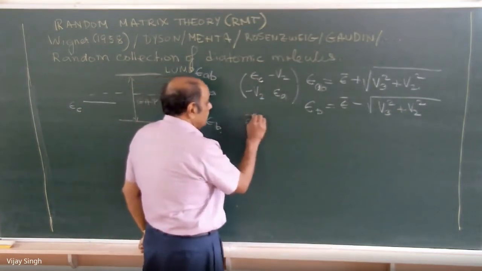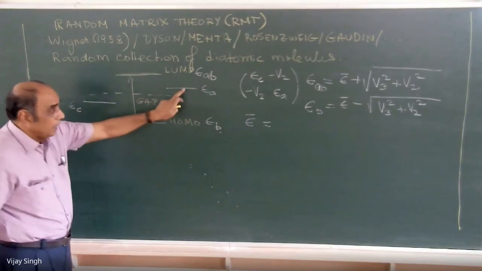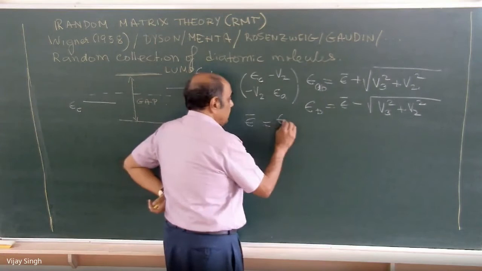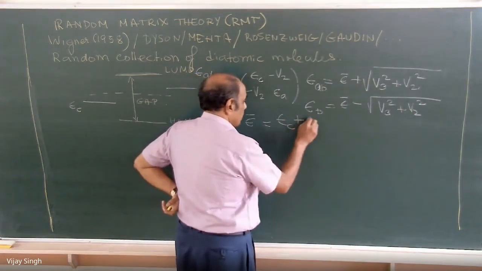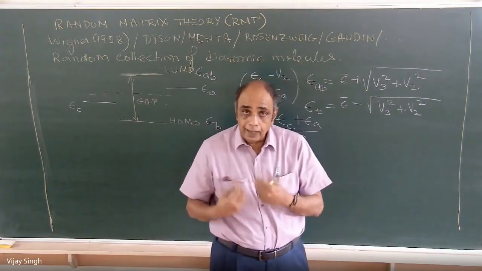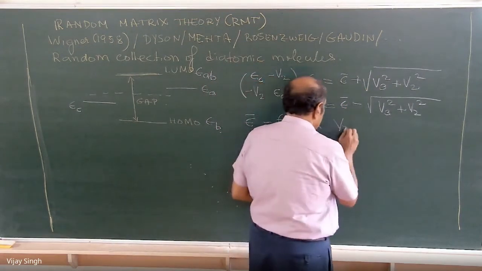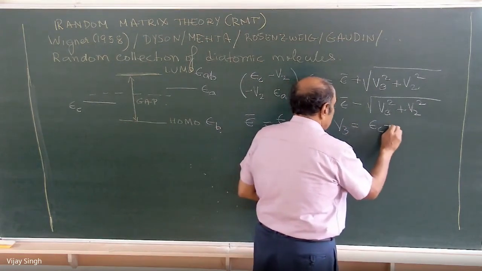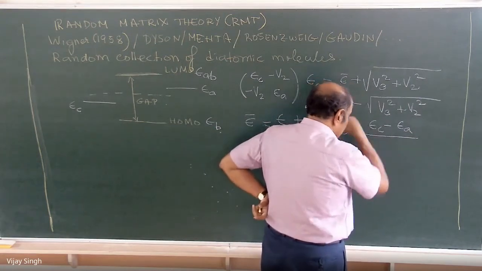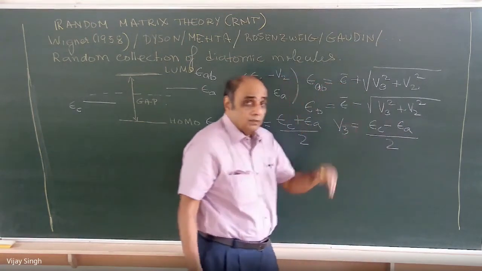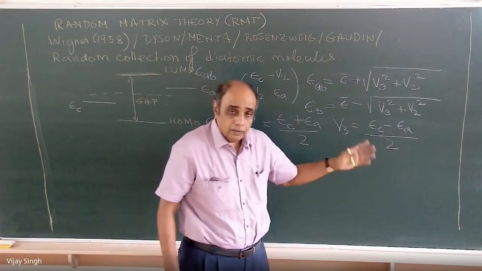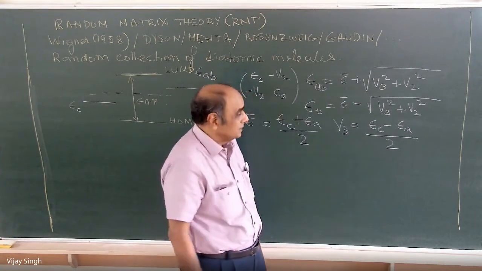The epsilon bar is the average of the anion orbital level and the cation level. So this is the average, EC plus EA by 2. And what is this V3? V3 is called the polarity term. V3 is nothing but epsilon C minus epsilon A by 2. Or it could be the other way around, but since it's the square term, it doesn't matter if I take EC minus EA or EA minus EC. So this is what you get.